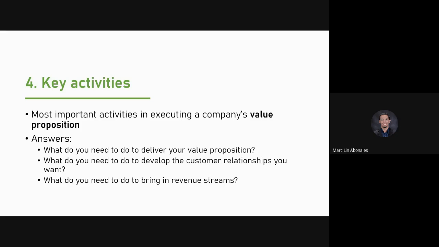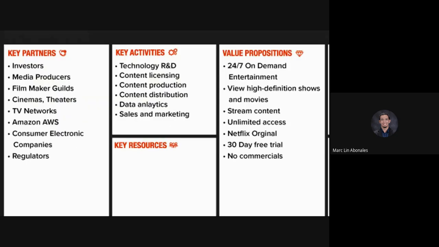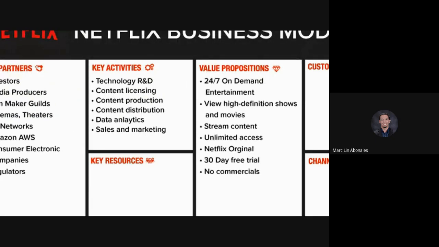For key activities, especially for Netflix, these are technology, content licensing, content production, content distribution, data analytics, and sales and marketing. Those are the key activities, especially in this example for Netflix. These are some of the inputs you can put in key activities. What I explain here in the business model canvas is not the same for yours. It varies from one product to another or one service to another. It depends on your product or service, whichever you pursue to do as a business or to make marketable.